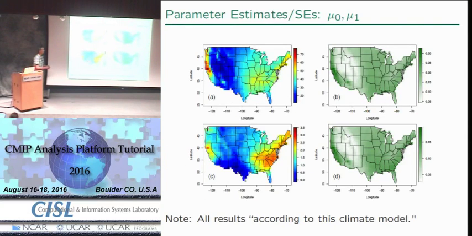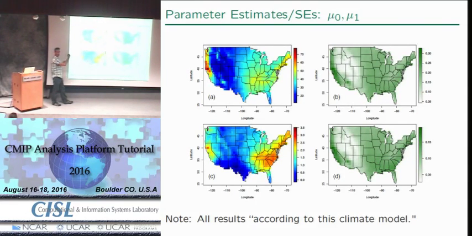So we get parameter estimates. These are parameter estimates for mu. This is mu naught. This is mu one, so this is the slope. This is how the location parameter is changing in time. Here are the standard errors associated with that. And what this climate model is saying is that the location parameter seems to be changing most rapidly here in the southeast US. This is run under historical, and then moving into RCP 8.5.